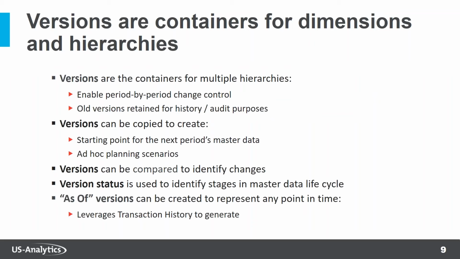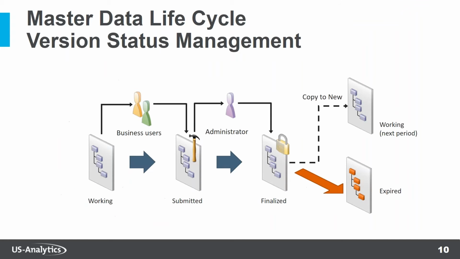This is just a summary of what a version is. Everyone on the call hopefully knows what those are. They're containers for hierarchies, right? There are a number of things we can do with these versions. We can do our what-ifing. We can definitely create our history, and you can read the rest for yourself. This is just your basic life cycle management of a version in DRM. The statuses go working, submitted, finalized.